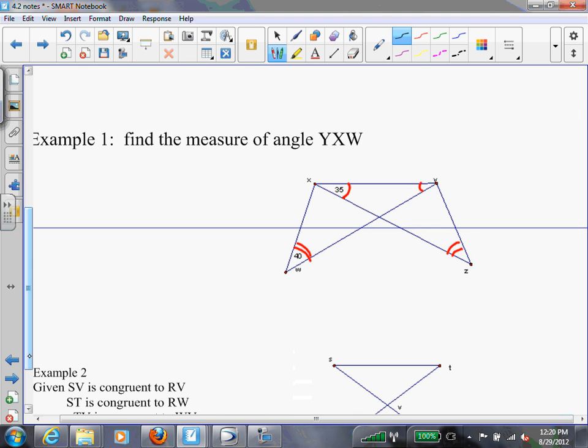All right. Find the measure of angle YXW. So when you read these, which angle am I really looking for? YXW. Where's the vertex? At X, right? X is the vertex. So when I ask for YXW, I'm looking for this whole value right here. Do you understand that? Part of it's what? 35 degrees. Okay.